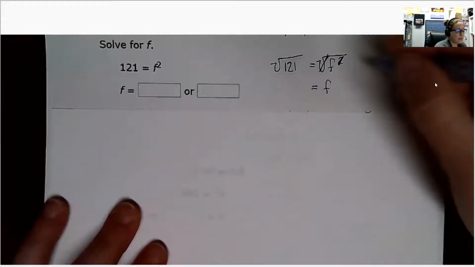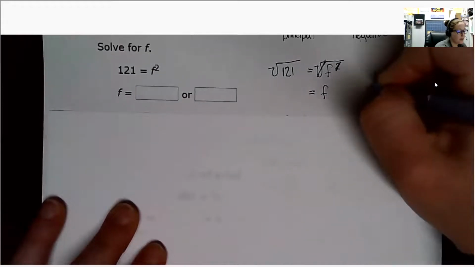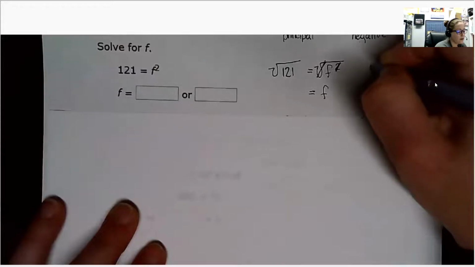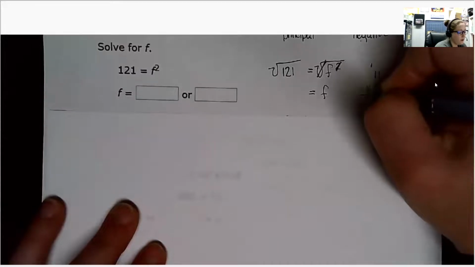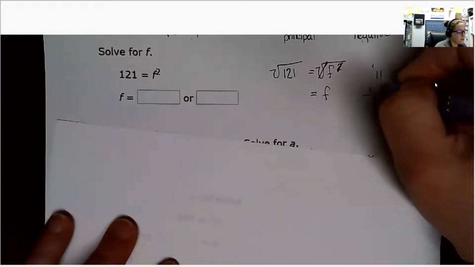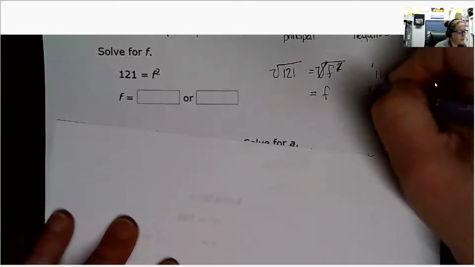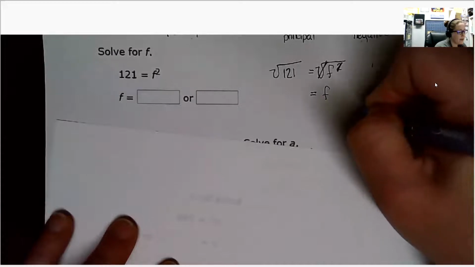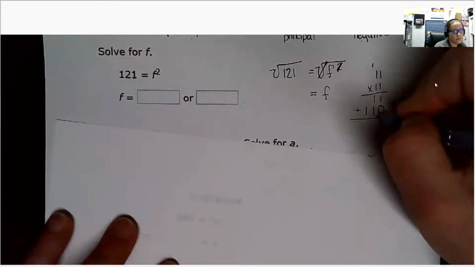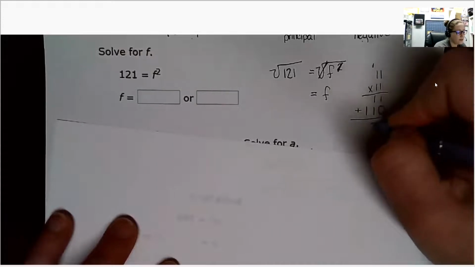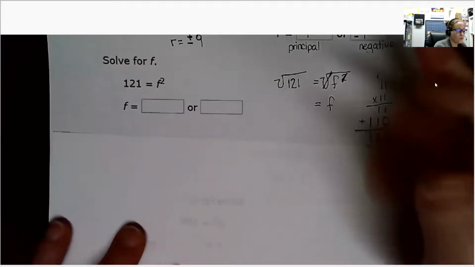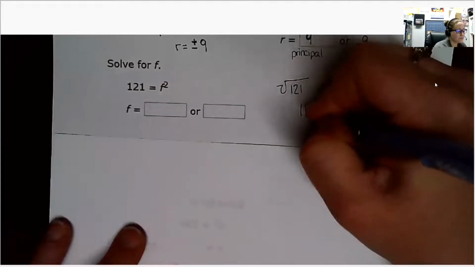If we take 11 times 11, 1 times 1 is 1, 1 times 1 is 1, and then we're going to bring down our 0. 1 times 1 is 1, 1 times 1 is 1. And then we're going to add them together. 1 plus 0 is 1, 1 plus 1 is 2, and then bring down your 1. So we could say that the square root of 121 is 11.